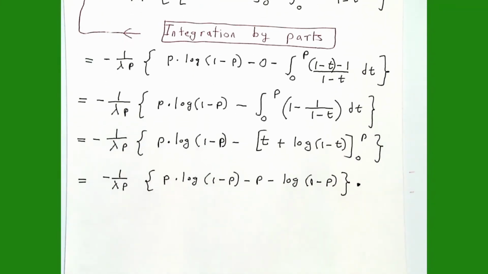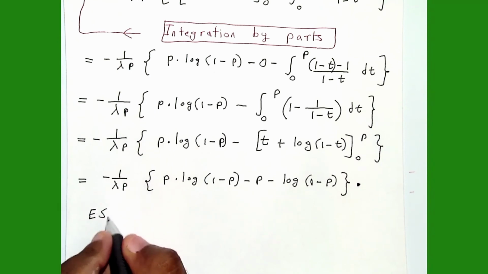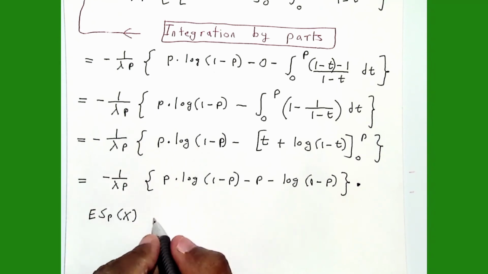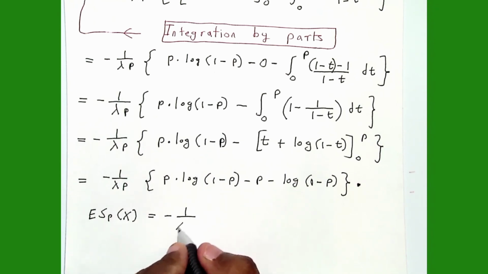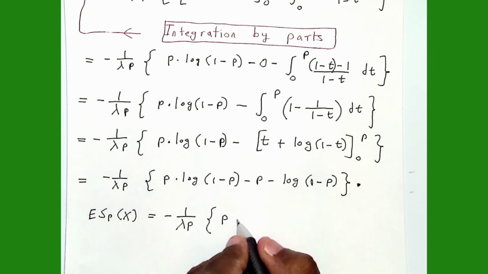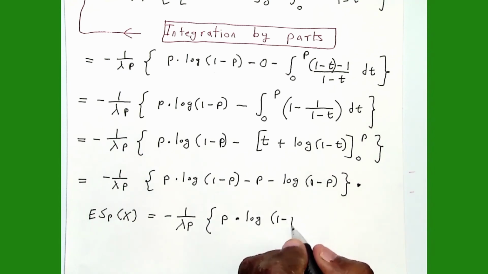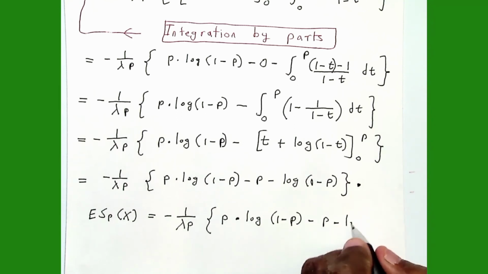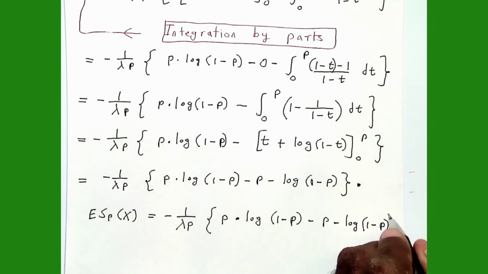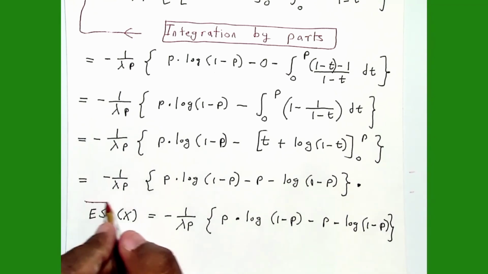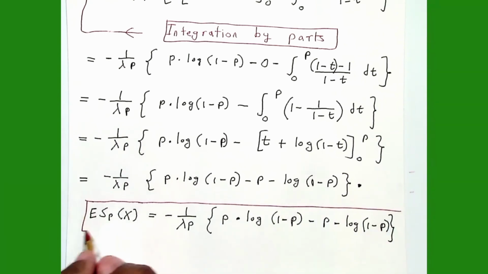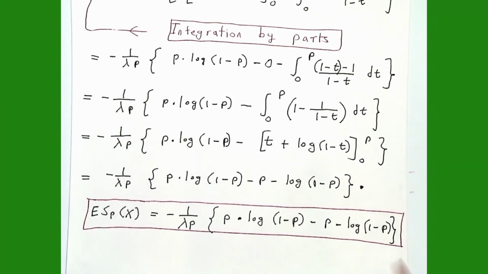All right, so hence we have shown that the expected shortfall when X is an exponential random variable is equal to this, right? Right. So that completes the 3 examples in this video, and in the next video I shall give you proofs.